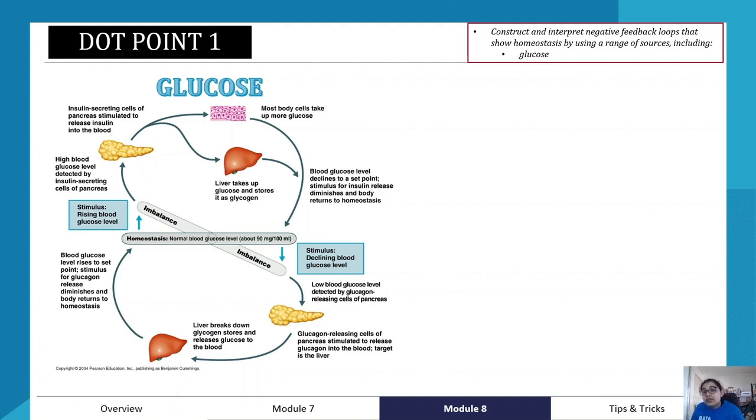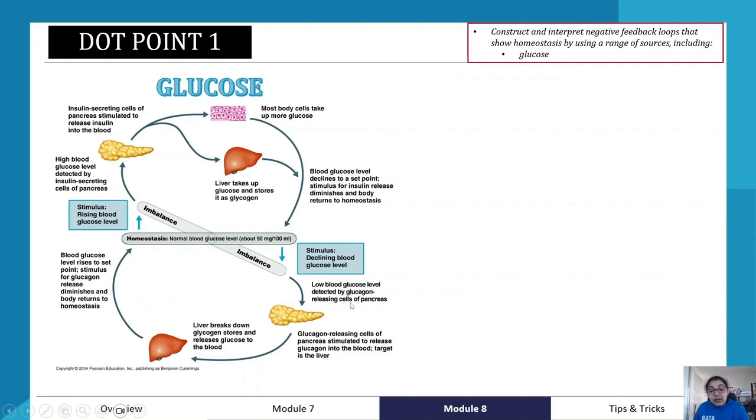Glucagon is a hormone that is released when blood glucose levels are low. You could think: glucose levels low equals glucagon. Maybe that will help. I know it's not really a mnemonic, but try and make something up for it. Essentially, we've got low blood glucose levels, glucagon is released, and glucagon is released from the alpha cells of the pancreas. So beta cells release insulin, and alpha cells release glucagon.